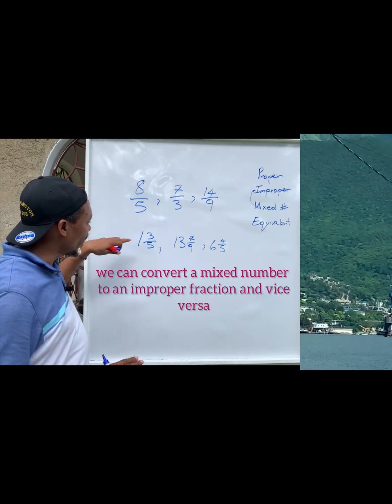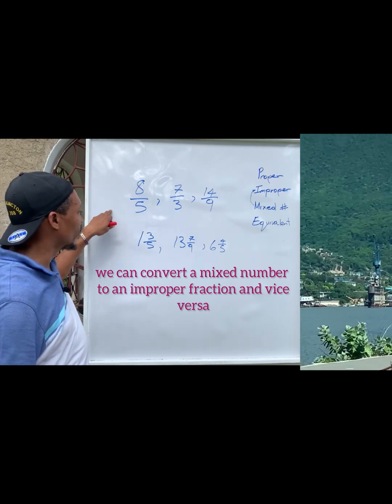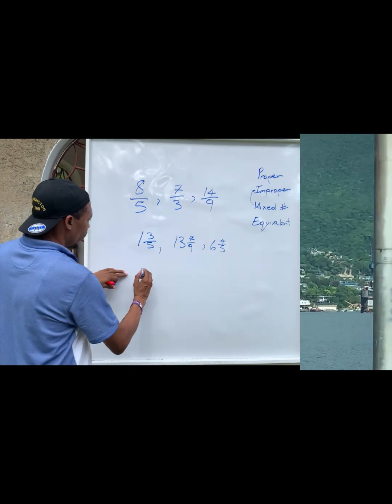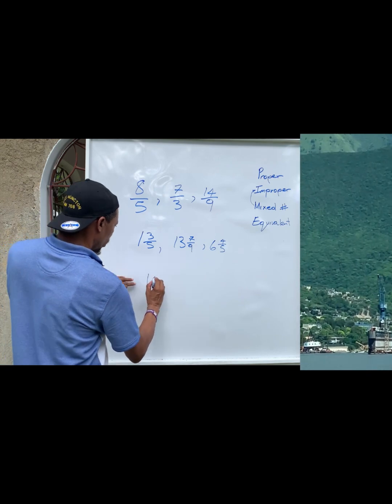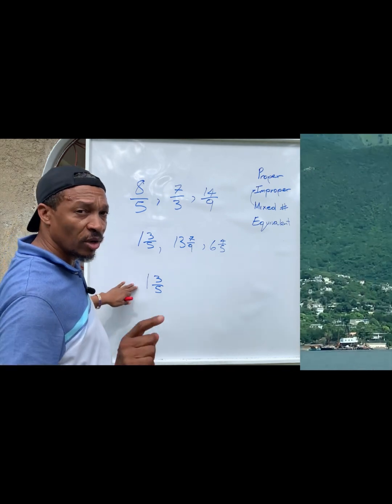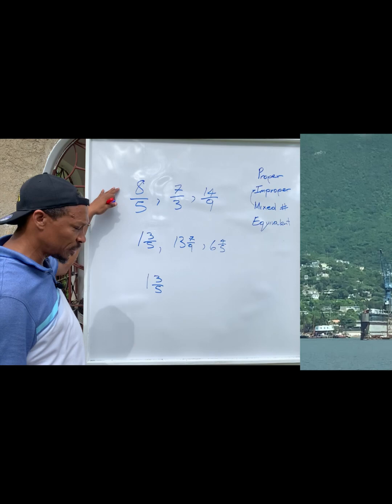We can convert a mixed number into an improper fraction or vice versa. Let's look at this. For example, if we take 1 3/5, okay? How do we convert this mixed number to an improper fraction?